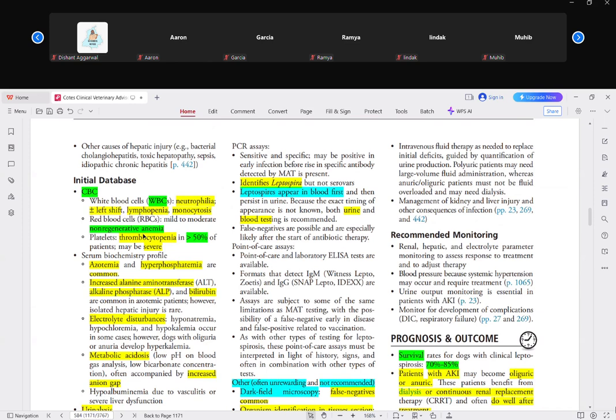Directly, it leads toward thrombocytopenia. That's the reason we could find different kinds of signs of primary hemostasis. Okay, that's very much important.